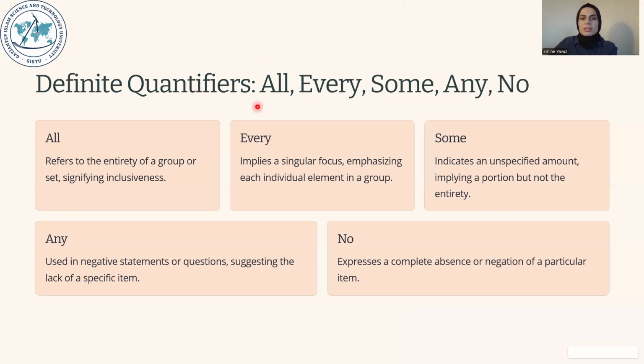Yes, definite quantifiers are like this. All refers to the entire group or signifies inclusiveness. Every implies a singular focus, emphasizing each individual in a group. Some indicates an unspecified amount, implying a portion but not the whole. Any is used in negative statements or questions; we suggest the lack of specific items. And no expresses a complete absence or negation of a particular item.